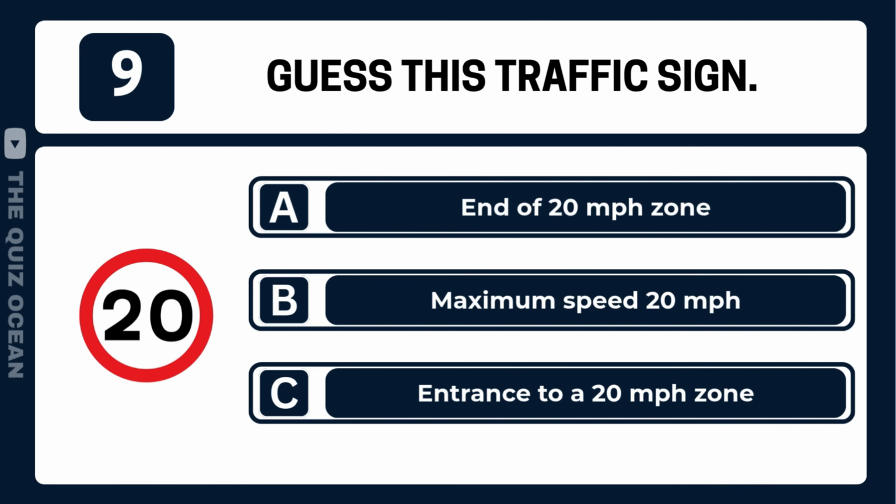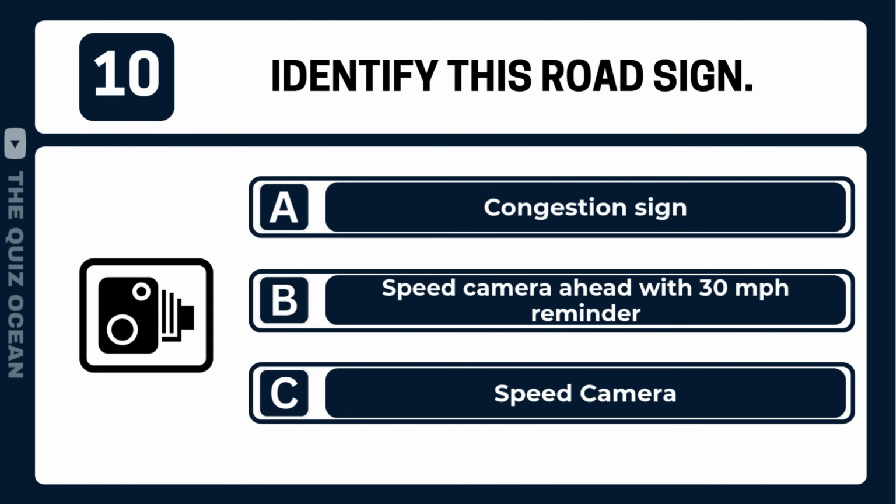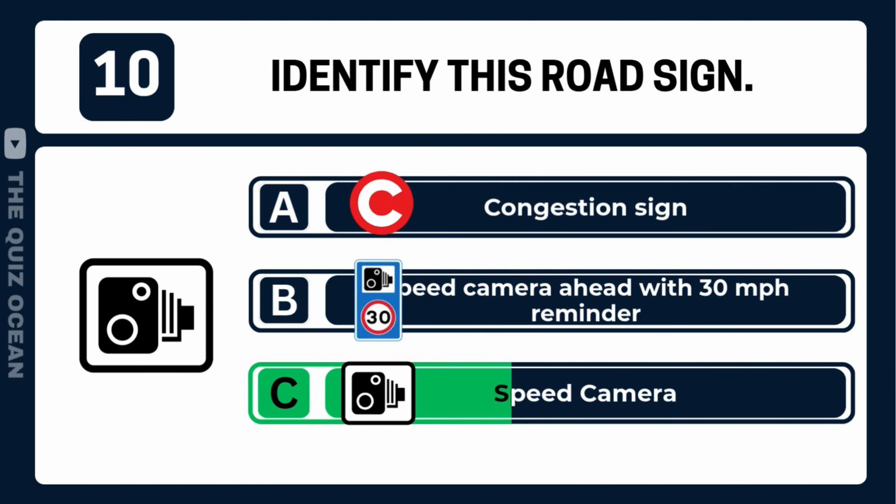Guess this traffic sign. The answer is B, maximum speed 20 miles per hour. Identify this road sign. The answer is C, speed camera.